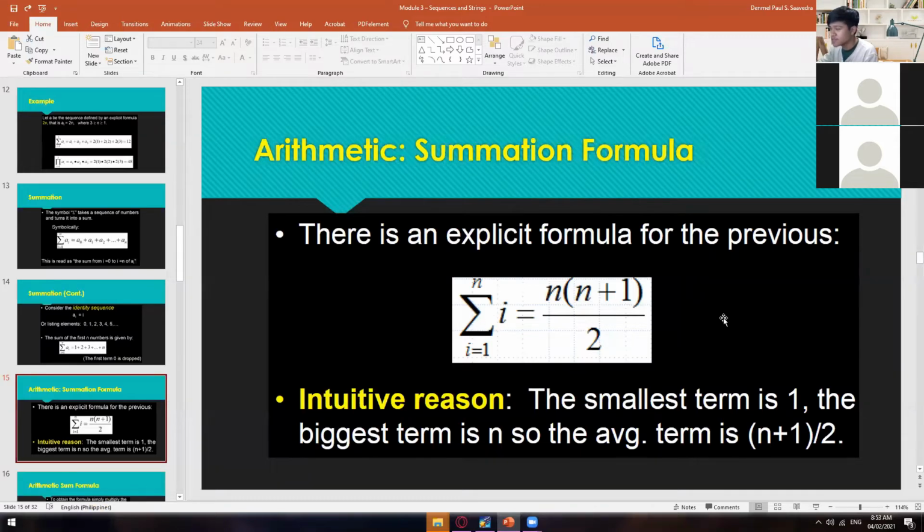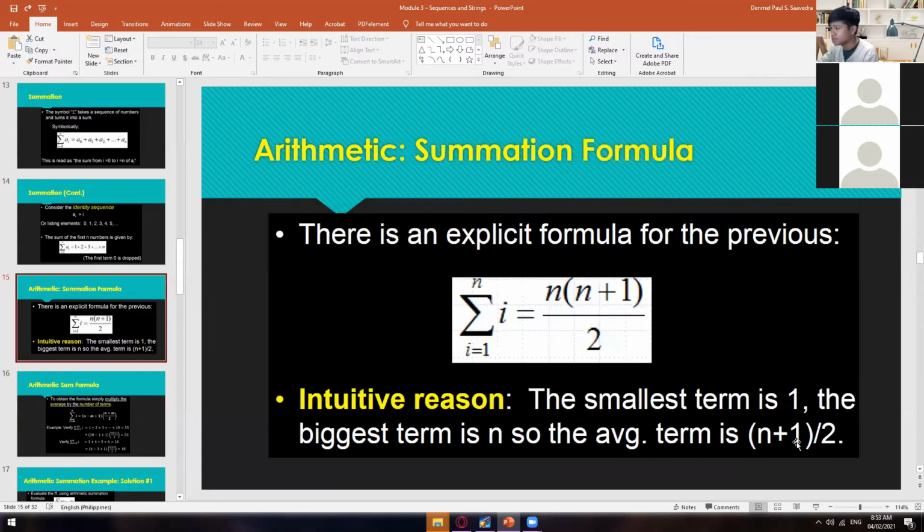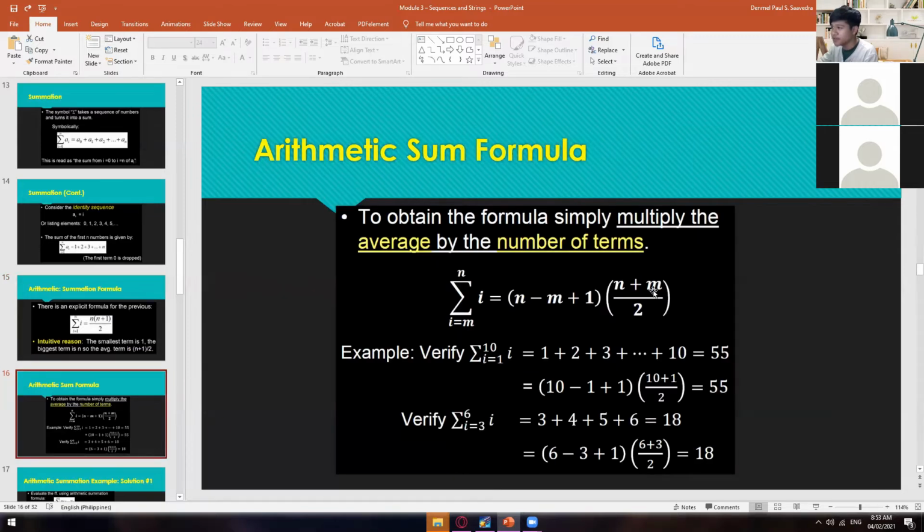All right. So this one is actually not complete yet. For you to be able to obtain the final form in having a summation, let's say from 1 to 10, just multiply the average from this formula. So n minus m plus 1, and then this n plus m divided by 2 is actually this one. Your m here is your lower limit, which is always 1, so you can say that this one is n plus 1 already, coming from here, n plus 1 divided by 2.